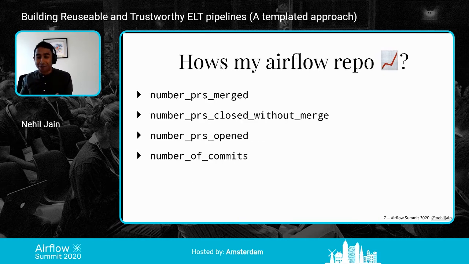To make it specific to our use case, I wanted to motivate with an even more fun use case: how is my Airflow repo doing? So assuming I'm someone like Bolke or Max, who's actually one of the PMC members of Apache Airflow, and I wanted to look at being data driven to take some actions in how I want to run my repo. So I came up with the idea, okay, let's look at some metrics like number of PRs merged, number of PRs closed without merging, number of PRs open, etc. And how would I go about building that? And how can I make that reusable and trustworthy in the pipeline when I build it?